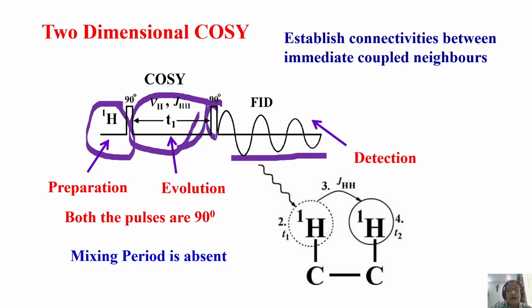Or you can consider the small microsecond pulse, the 10 or 5 microsecond 90-degree pulse you apply, and treat that itself as a mixing period. No problem, it doesn't matter. In reality, there is no extra time delay given. You can say the mixing period is absent or call this delay itself the mixing period. No problem. Okay, what is happening in the preparation period?